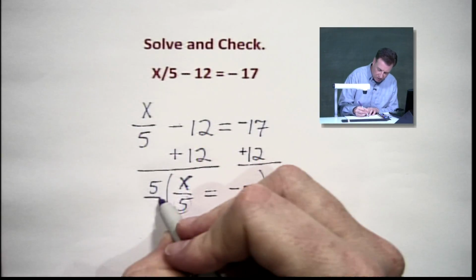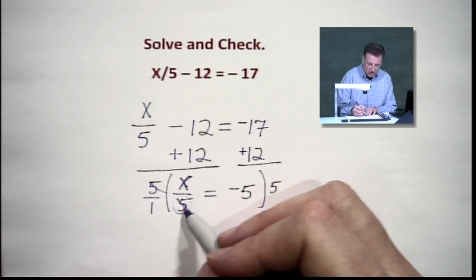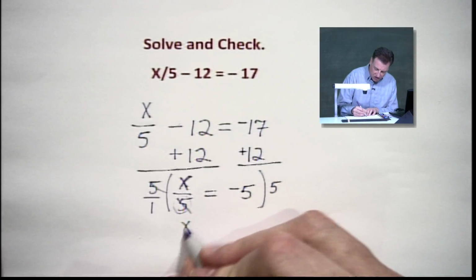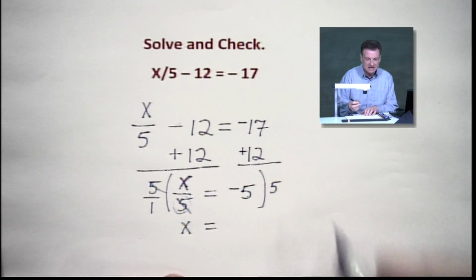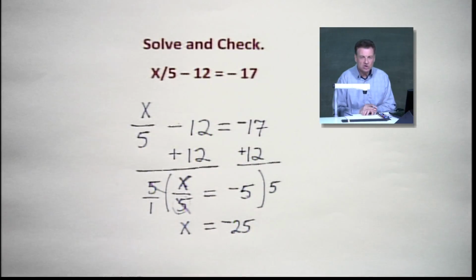And see what happens when you put a 1 in, those 5's cancel. That's the beauty of it. That's like a 5 over 1 times x over 5, the cancellation of multiplying fractions. Okay, that's the beauty of this. We have x left over. On this side, we've just got negative 5 times 5, which is going to give us negative 25.